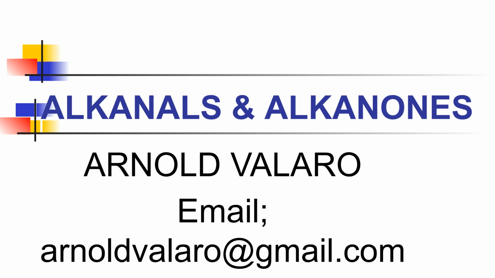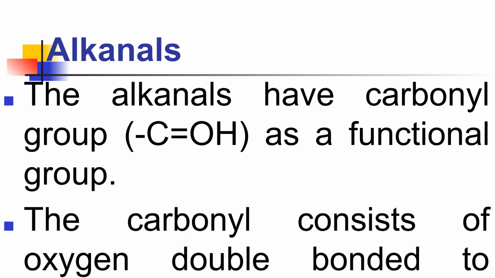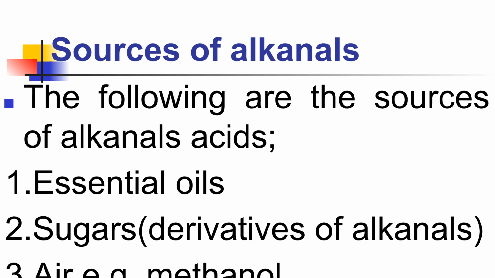Welcome to this video on alkanals and alkanones. Alkanals have a carbonyl group, which is an oxygen atom double bonded to a carbon atom, as their functional group. Sources of alkanals include essential oils, sugars, air, and the oxidation of primary alkanols.